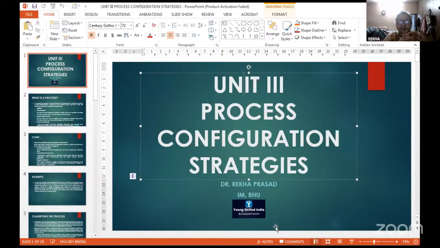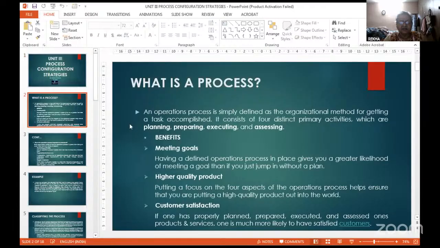Operations management process configuration strategies. So what is a process? Actually, process is simply how things should be done so that you get the desired result. An operations process is simply defined as the organizational methods for getting a task accomplished. It consists of four distinct primary activities, that is planning, preparing, executing, and assessing.